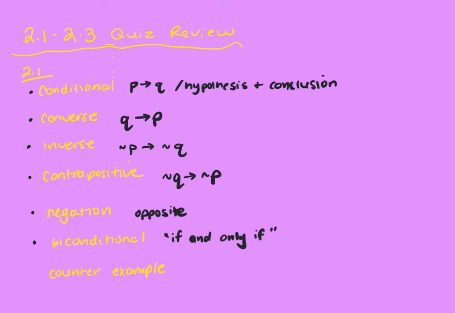Which means that both the initial and the converse would have to be true. This is usually used for definitions. Like we said, an angle is a right angle if and only if it is 90 degrees, because that is true in both directions.